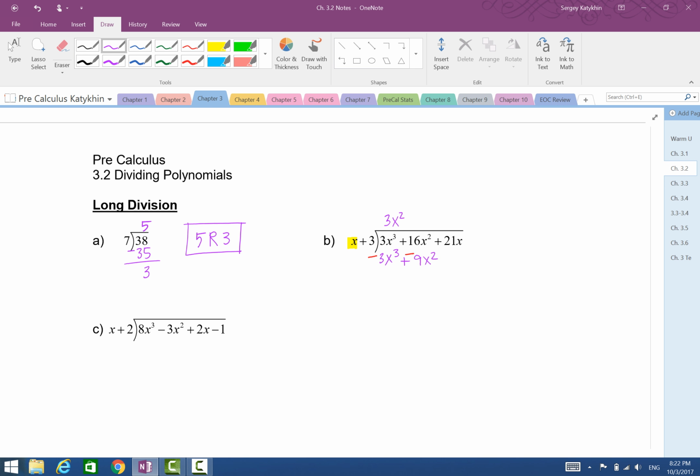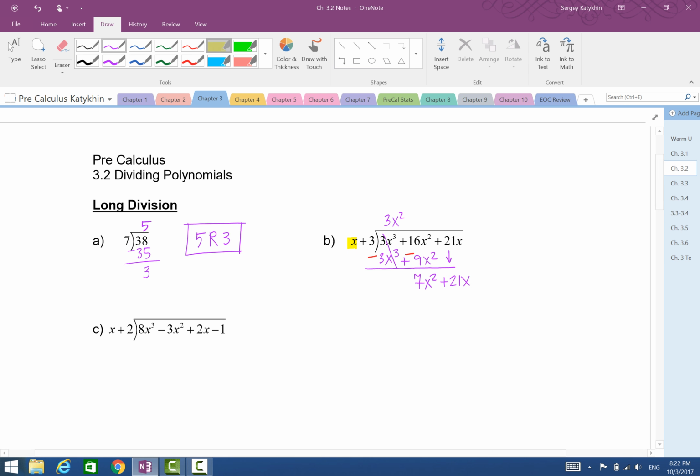So when we do that, we're going to get 3x cubed minus 3x cubed. That's going to be gone. However, 16x squared minus, or plus a negative, 9x squared is going to give us a positive 7x squared. This term is going to come down to give us positive 21x.